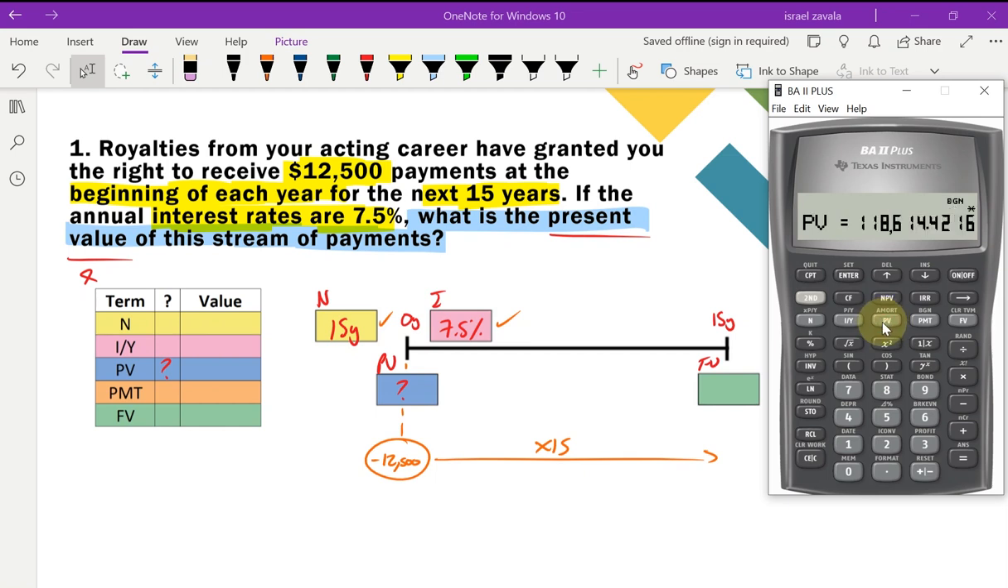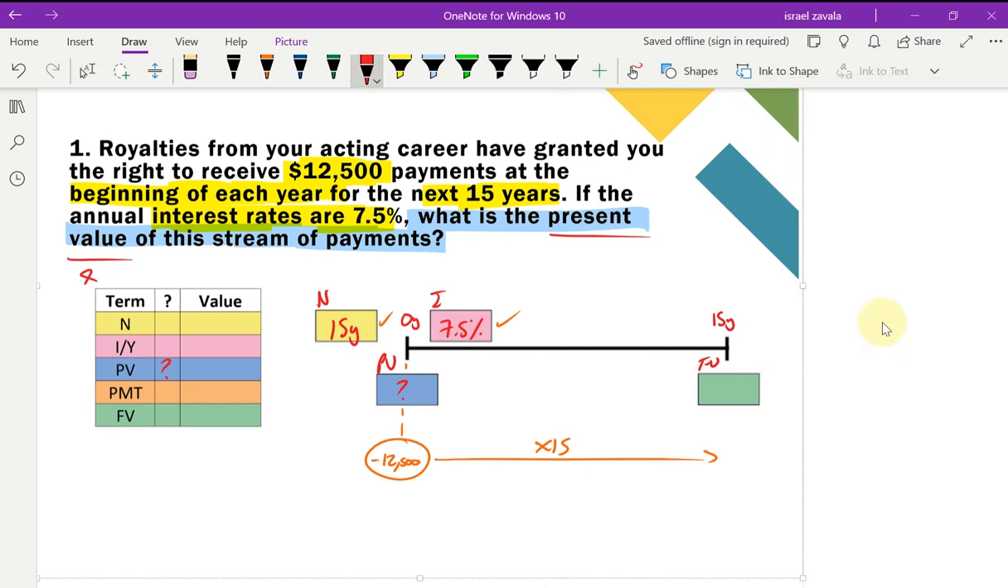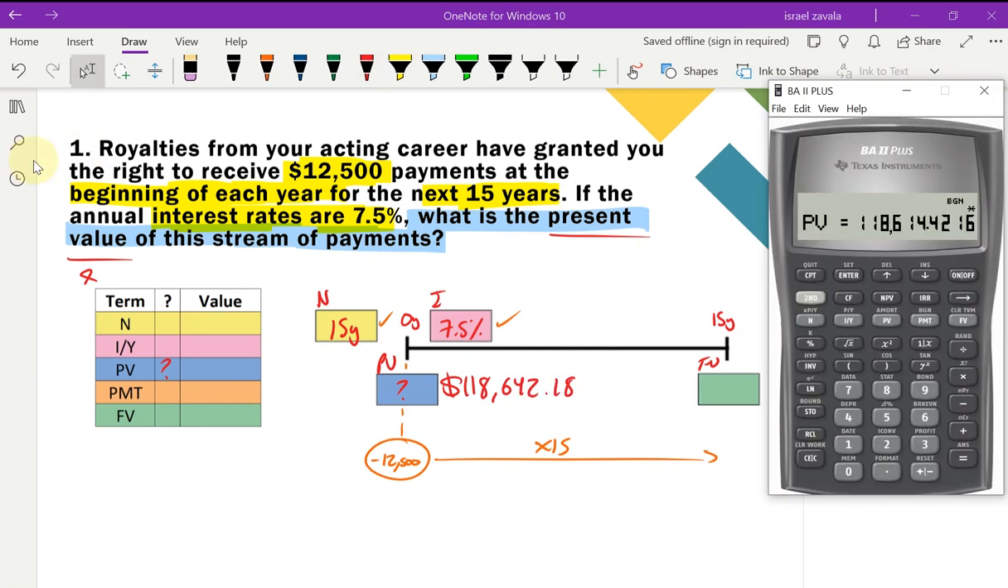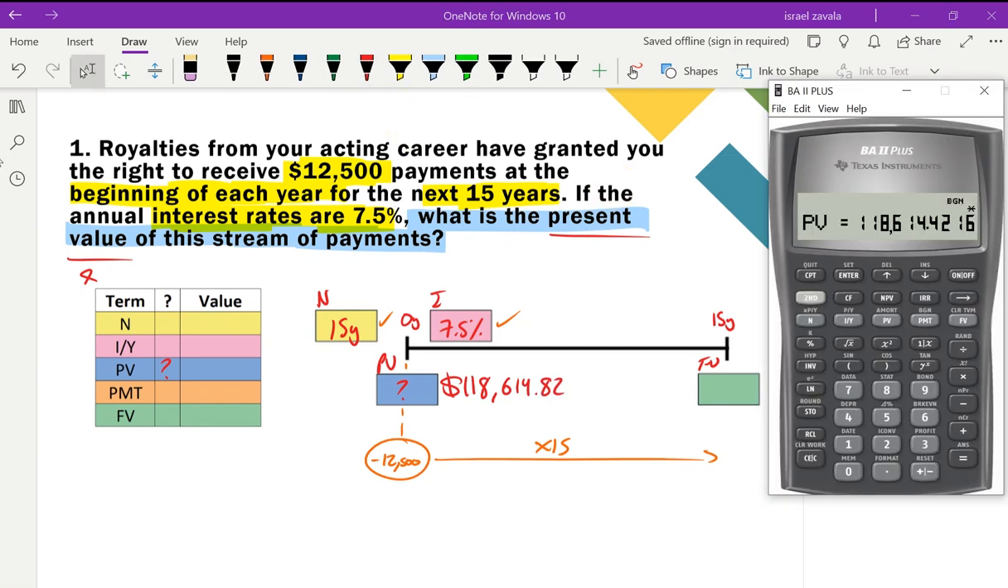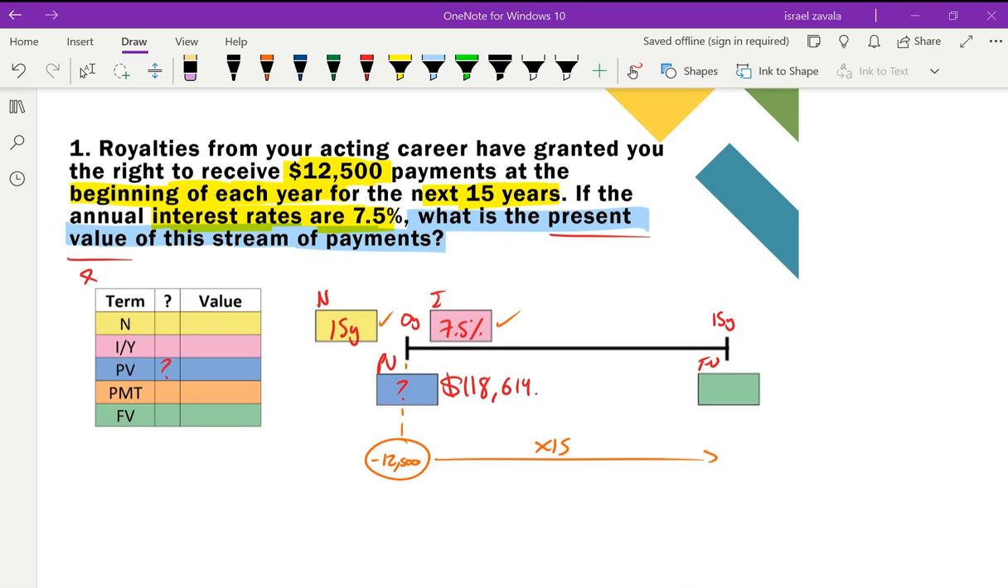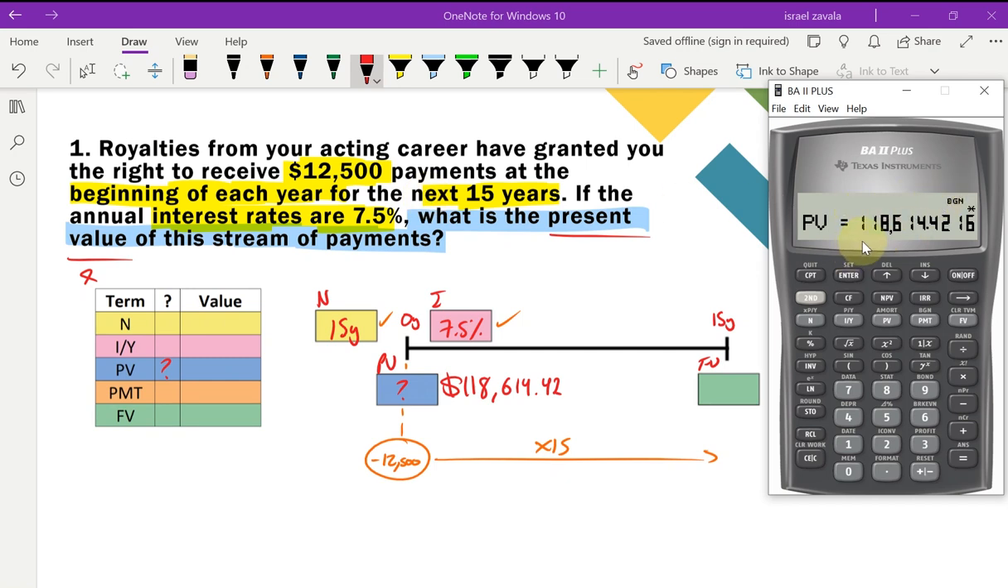And the present value is $118,614.42. Let me make sure I got that right. Yes, 614.42. I don't know why I got another number stuck in my head. I've been doing too many of these problems in one day. So $118,614.42. Great.